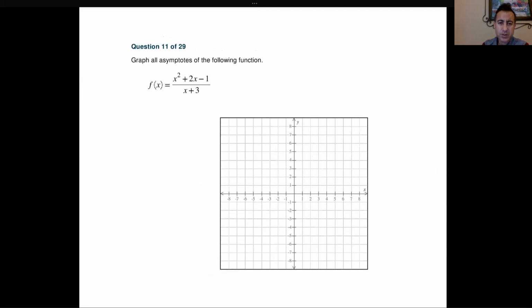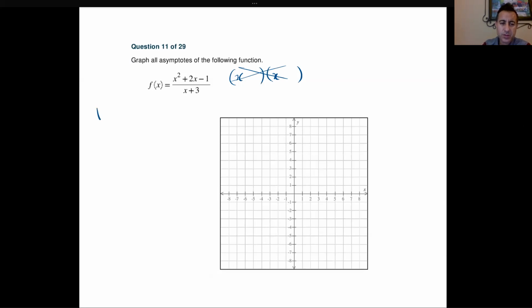Graph all asymptotes of the following function, and let's just start with the easy one. Usually we look whether this is simplified or not, but it's already simplified. If we want to factor this out and simplify it, we need two numbers that multiply to get -1, which is -1 and 1, and their sum is going to be 0. So this cannot be simplified to cancel out x plus 3.